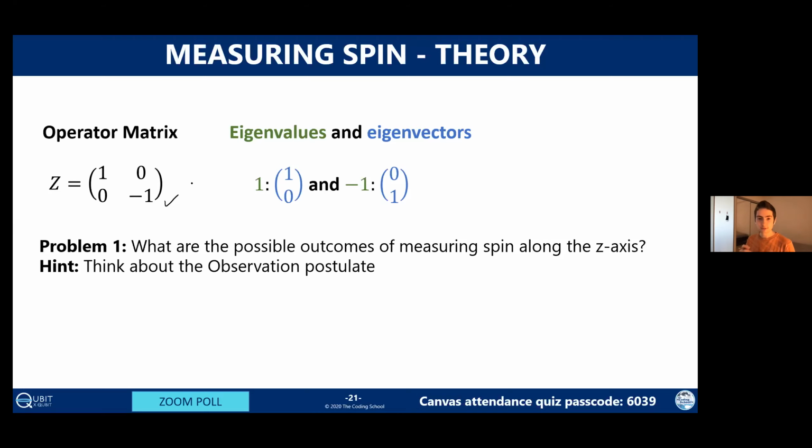So remember, think about the two postulates I just said. When you're measuring something, it's associated with an operator. Okay, we got that. That's the Z matrix. Then the second postulate said, when you look at the value or the quantity obtained from that measurement, it always has to be an eigenvalue of the operator. Okay, so think about that. Always has to be an eigenvalue. What do you think the answer here is?